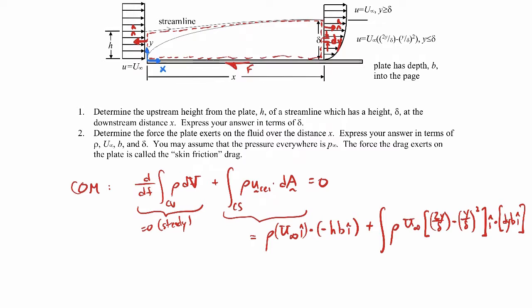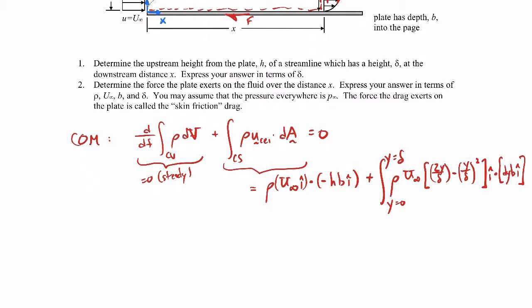And then I'm going to integrate as y goes from 0 out to delta, because I'm going from the bottom of the plate up to where the streamline is, which is a distance delta. Okay, so again, just to recap, I have to integrate because the velocity profile is changing over a little area, dy times b. This is what the velocity is there. And it's in the positive i-hat direction, and the area is also in the positive i-hat direction. And I'm integrating from 0 to delta because that's going up to the top of my control volume.